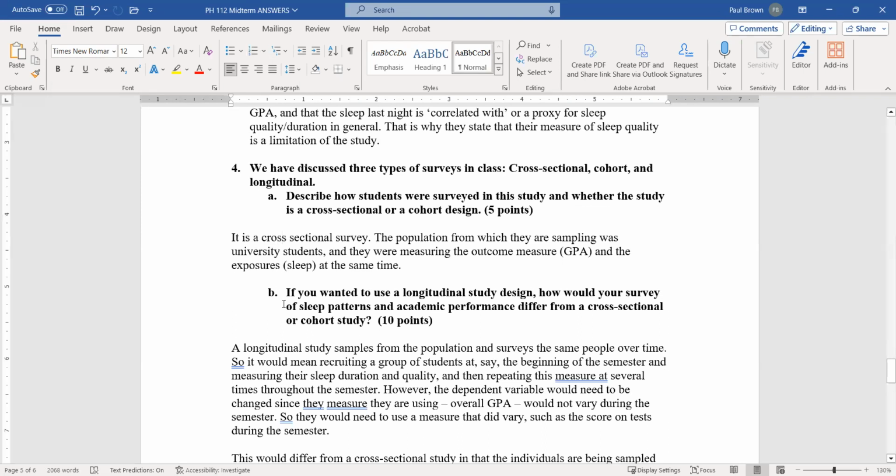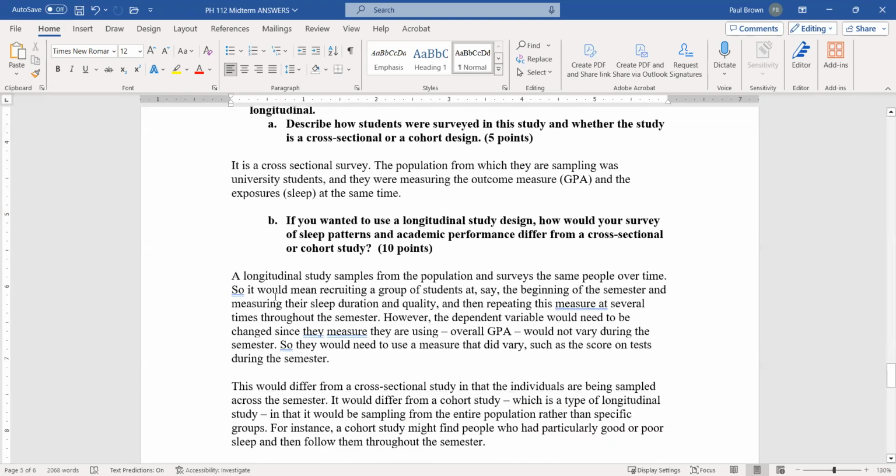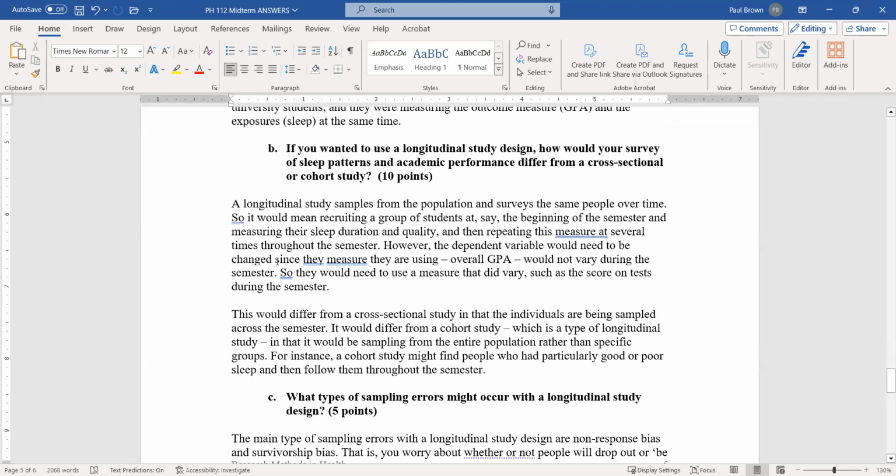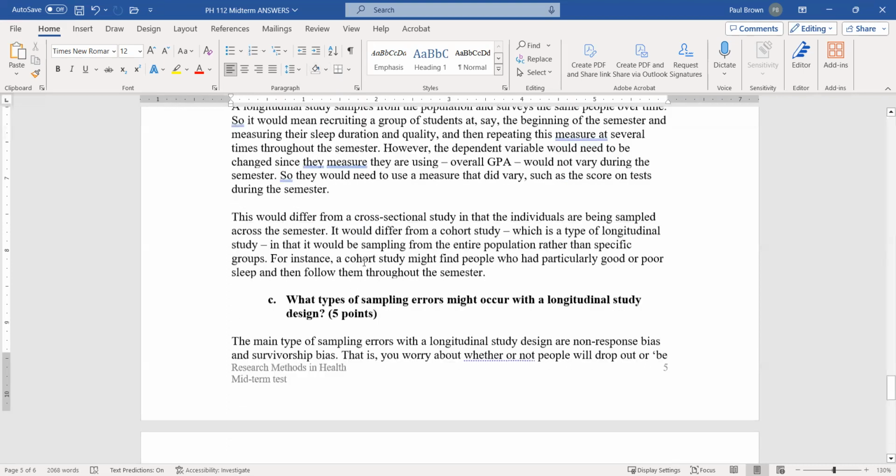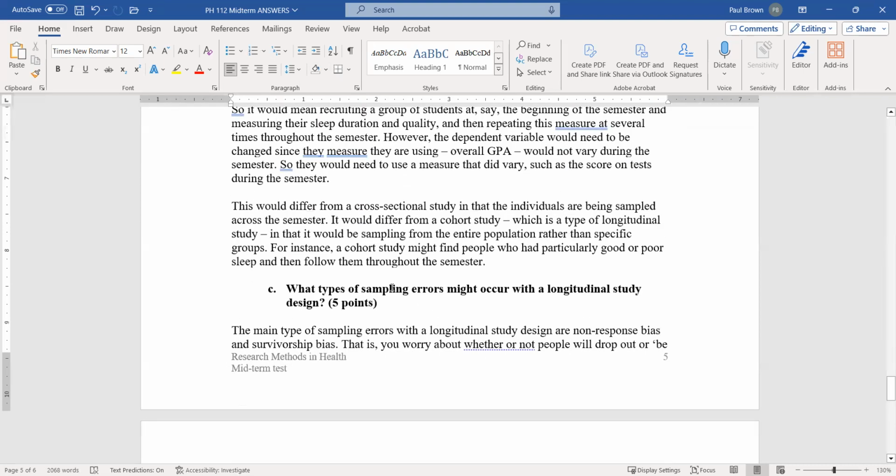It's a cross-sectional survey, right? But then, if you did a longitudinal survey, it talks about how you do a longitudinal survey. Excuse me, how you do a cross-sectional survey and things like that. It goes through and talks about this, and then what type of sampling errors might occur.